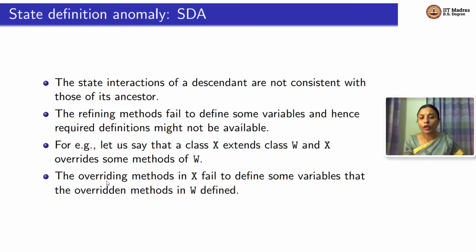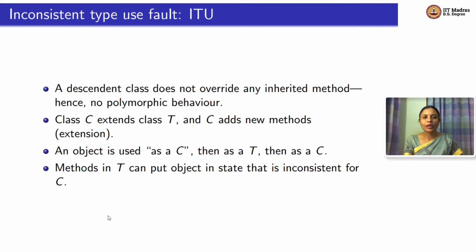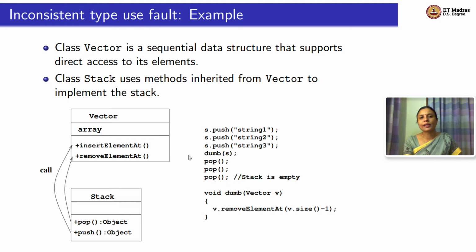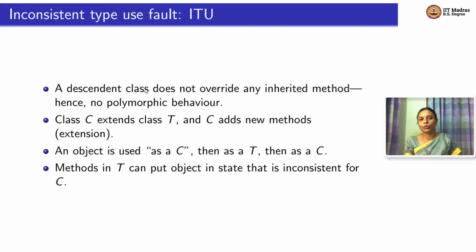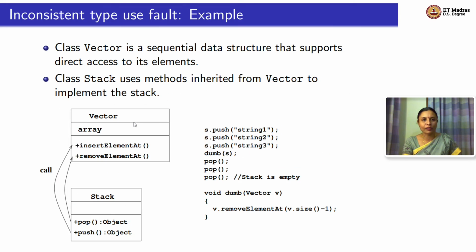So what will happen? The overriding methods in X will fail to define some variable. The methods in T can put an object in a state that is inconsistent for C. So that's exactly what has happened here. By the time the third pop comes, there's nothing to pop. So it's inconsistent as far as the Stack class operations are concerned. So this is a fault that can happen because of this issue. The descendant class does not override an inherited method, so there is no polymorphic behavior.